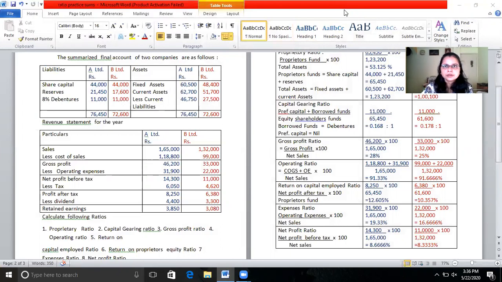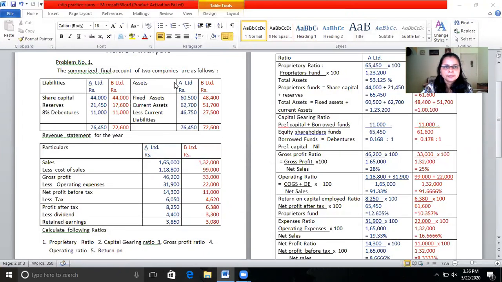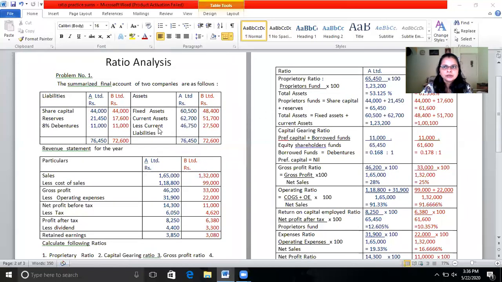In the last video, we have already seen the PPT on ratio analysis. Today we are going to start with the problems on ratio analysis. Here we are going to start with problem number 1. The problem is given that the summarized final accounts of two companies are given.